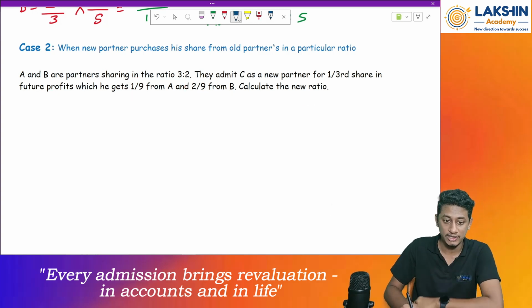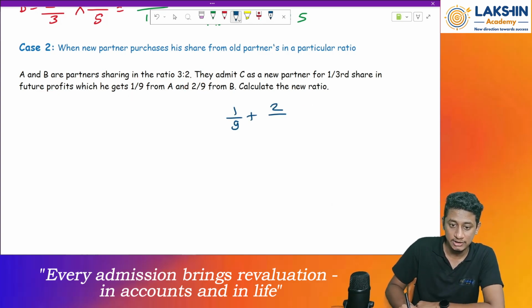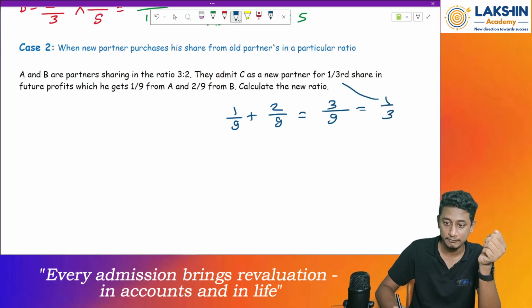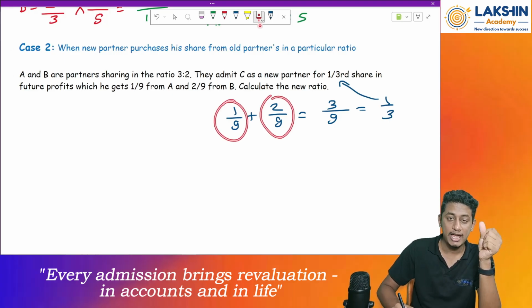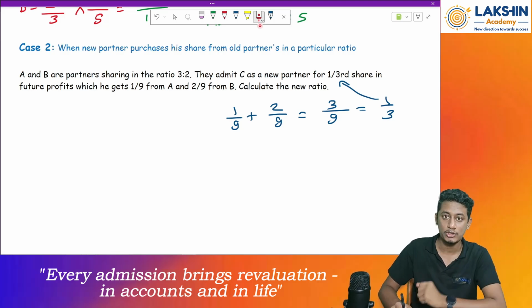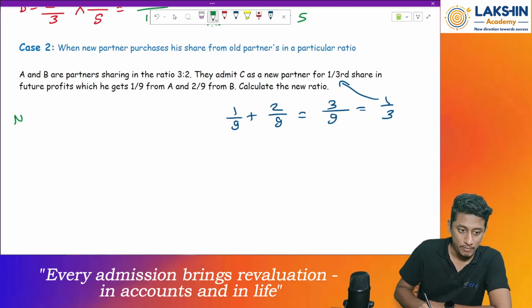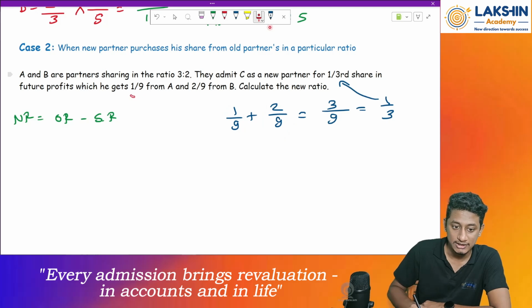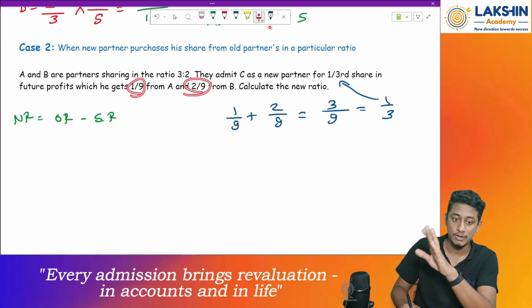Now if we see, 1 by 9 plus 2 by 9 is equal to how much? 3 by 9. If I simplify it more, it will be 1 by 3, matching. So that means A and B have sacrificed in these particular ratios. This is my sacrifice ratio. So now compute the new ratio. Again the formula will be: new ratio is equal to old ratio minus sacrifice ratio. Do we have the sacrifice ratio? Yes sir, this is the sacrifice ratio, 1 by 9 and 2 by 9.